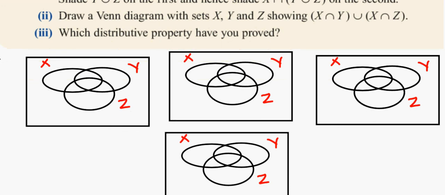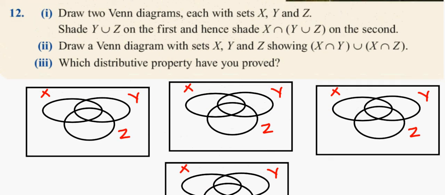Now, let's begin. Shade Y union Z on the first one. Where's Y union Z? Everybody happy with that? Bar my bit where I went outside. Okay. Hence shade X intersection Y union Z. So if that's Y union Z, and it has to have stuff in common with X, I'm going to shade in X now. What region are we talking about here? The green region, isn't it? So what am I going to do here then? I'm just going to rub away the other stuff, and it's just going to be the green part, isn't it?